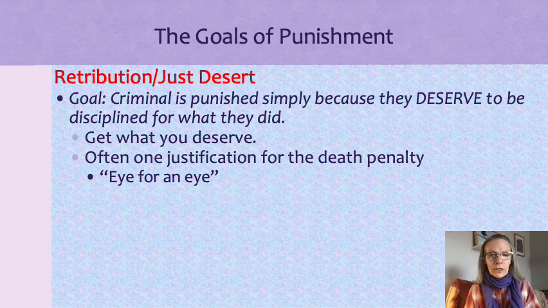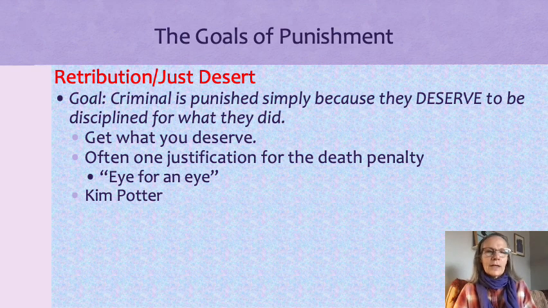And you're going to see, we're watching this great movie this week called Dead Man Walking, a dramatization of somebody who is waiting on death row to be executed. You're going to see that the parents of the victims of Matthew Poncelet, the main character in the movie, say he should get the death penalty because he gets what he deserves. How does just desserts relate to Kim Potter?